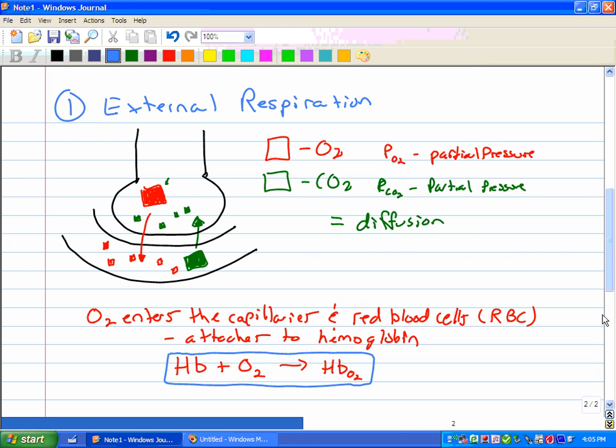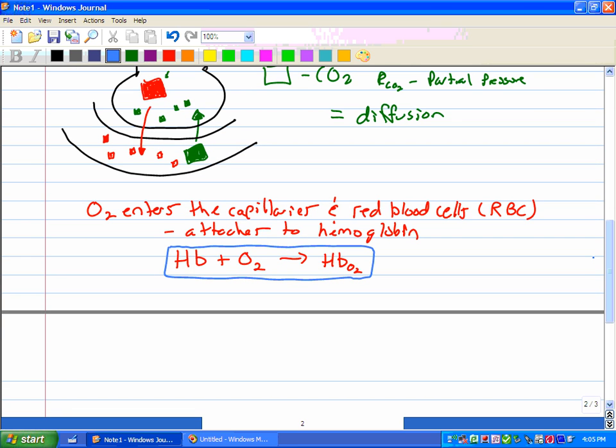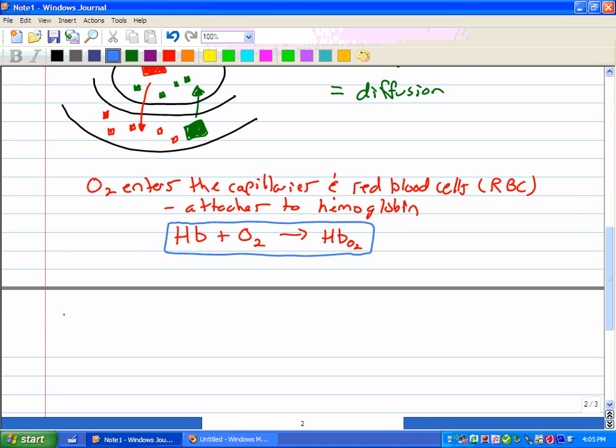The next one's going to be a little bit more complicated, and it has to do with carbon dioxide. Carbon dioxide doesn't like to travel in the blood. It likes to dissolve as a different component. So we're going to leave that for a second until we get into the internal respiration, and then we'll talk about that.